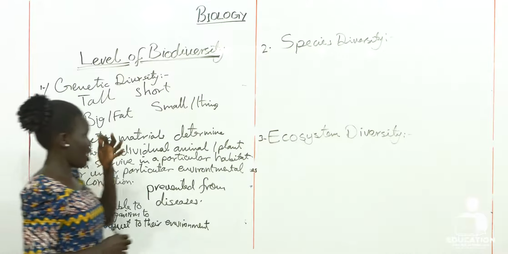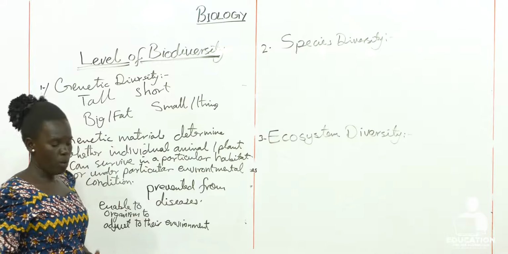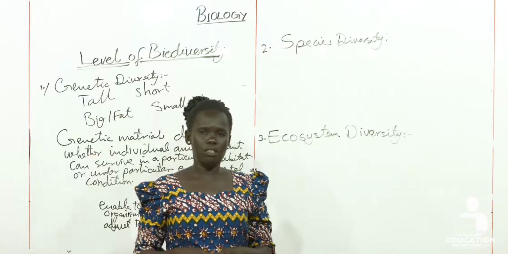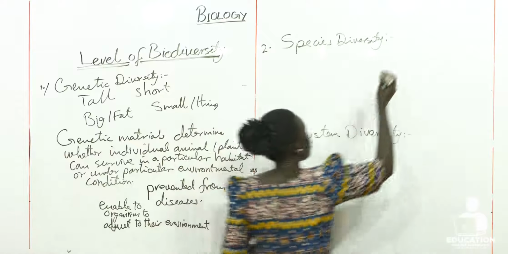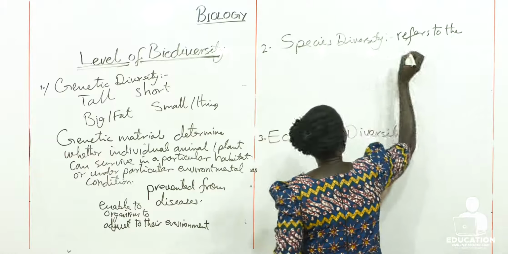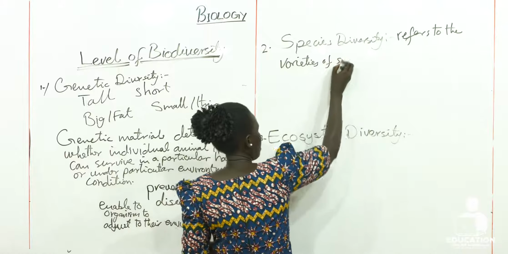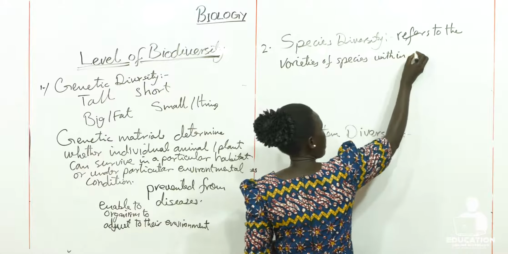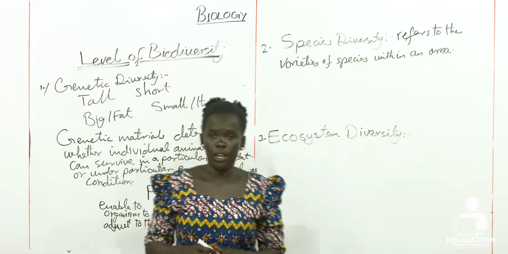Now coming to the second level of biodiversity, which is species diversity. When we talk about species diversity, we are referring to the varieties of species within an area. Species diversity refers to the varieties of species within an area.